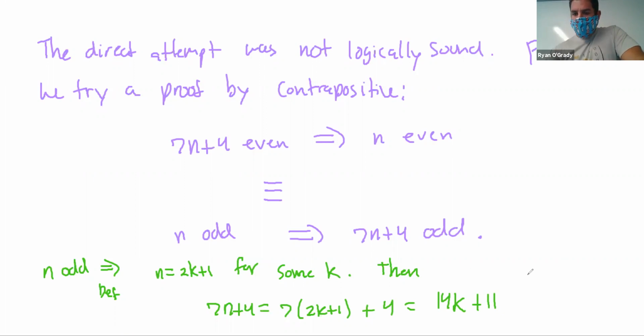Well, another way of writing 14k plus 11 is to recognize you can write 11 as 10 plus 1. So this becomes 2 times 7k plus 5 plus 1. Now, of course, you're going to say, huh? How did I ever think of that?